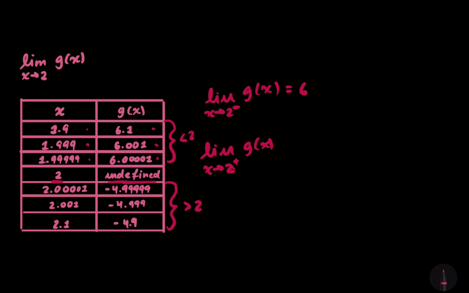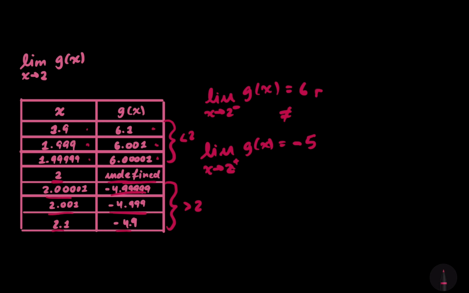And then if we want to look at the other direction, the other single-sided limit, we'll have 2.1, 2.001, and then this number over here. And the corresponding g of x values seem to be a little bit interesting in this case. We have negative 4.9 and then negative 4.999, and then this number over here, which is very close to negative 5. So it seems like in this case, we are going to be converging to a limit. We do have a limit. It does exist, and it seems to be equal to negative 5. However, this is not equal to our other single-sided limit.